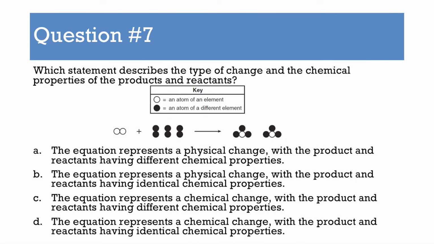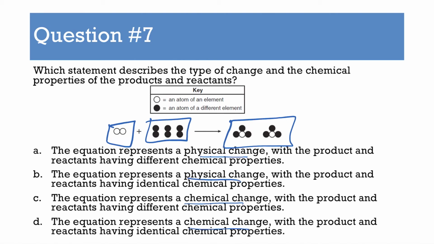Number 7. This one looks like a lot of words. It's okay, we'll unpack this together. 7 says, which statement describes the type of change and the chemical properties of the products and the reactants? So we're starting off with this, and we're ending up with 2 of those. So if we look at the answers, we're looking at physical change, chemical change, chemical change.